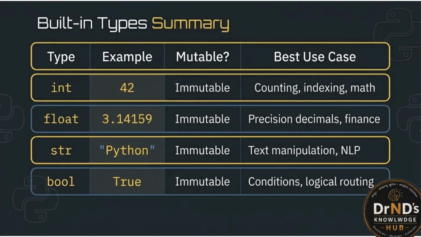You may also notice that all four of these data types are marked as immutable. This means that once a value is created, Python does not directly modify it in memory. Instead, a new object is created whenever a change is required. As a beginner, you do not need to worry too much about immutability right now. As you progress in Python, you will learn more about this concept.